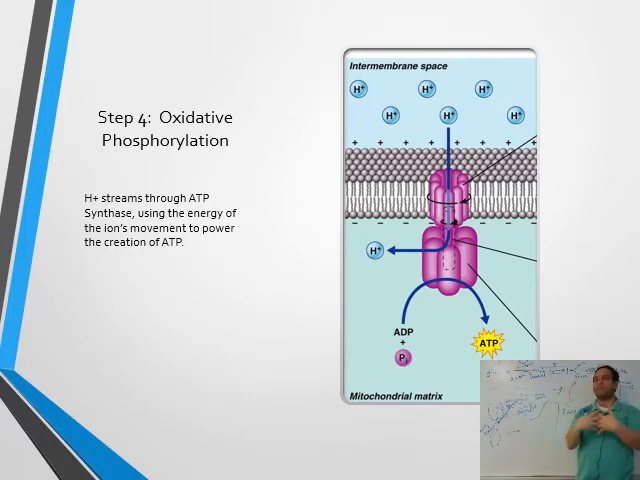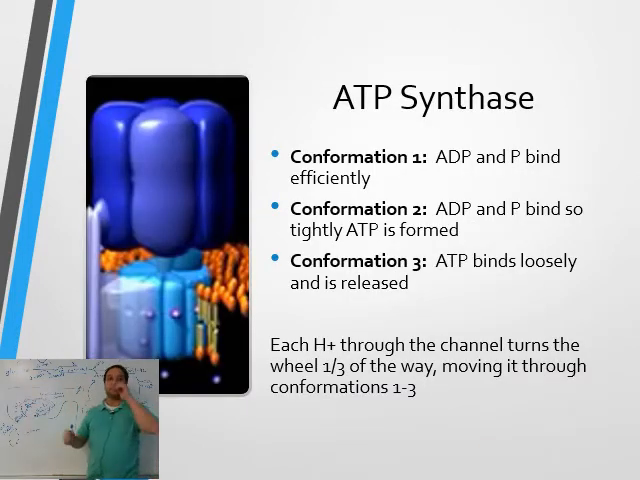This is extremely efficient. So you're now able to take the energy from these NADHs and these FADH2s, convert it, put it into that electron transport chain, push that hydrogen across. As that hydrogen streams through, it converts ADP into ATP. But it's not just a little, it's a lot. This ATP synthase is extremely efficient.